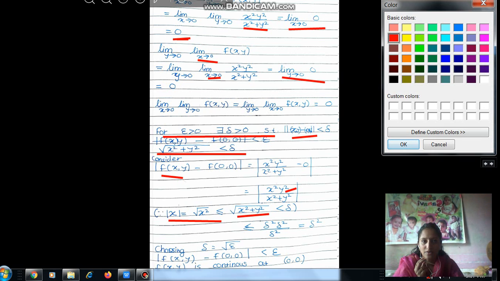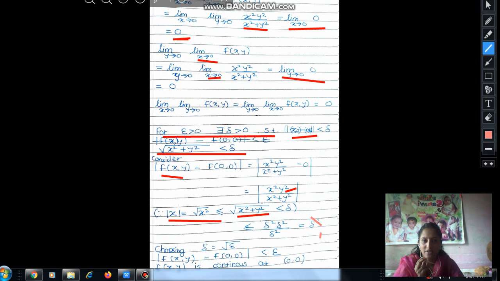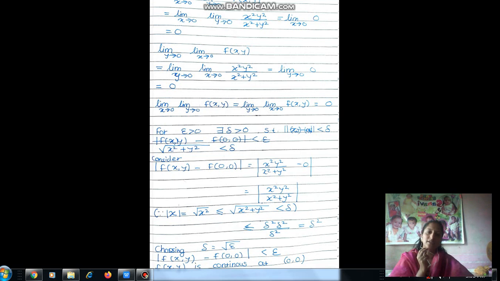Now we have to replace this delta square by which number? Epsilon. So choosing delta equal to square root of epsilon, we get mod f(x, y) minus f(0, 0) is less than epsilon. Therefore f(x, y) is continuous at (0, 0). So the iterated limit of that function also exists, and both are 0, and the function f(x, y) is also continuous at that point.